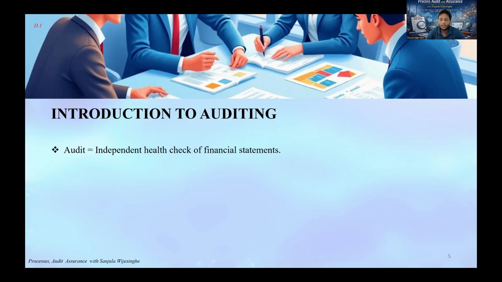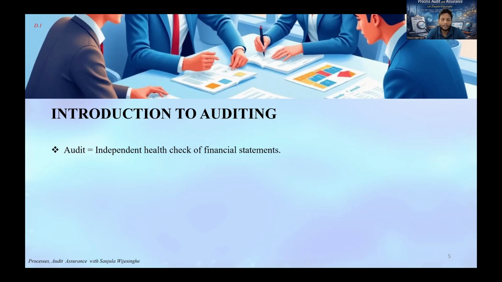Now let's say auditing is giving an opinion on financial statements: whether the financial statements are prepared in accordance with the applicable financial reporting framework.